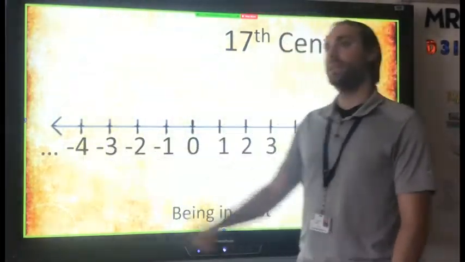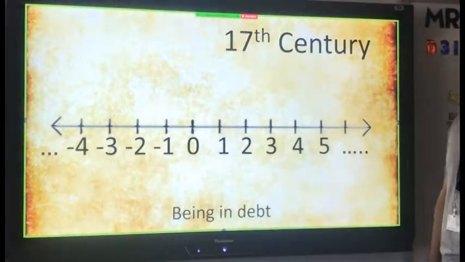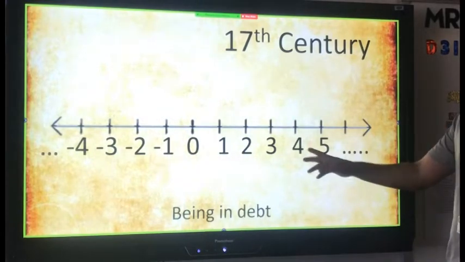line, which included negative numbers. Talk about being in debt. I believe this was the Middle Easterns.